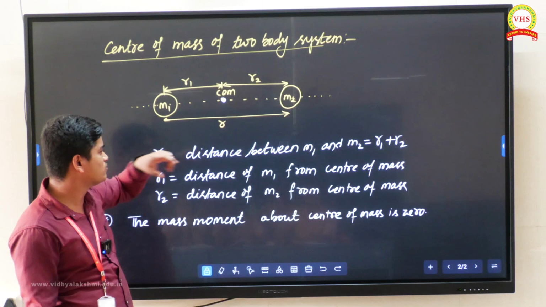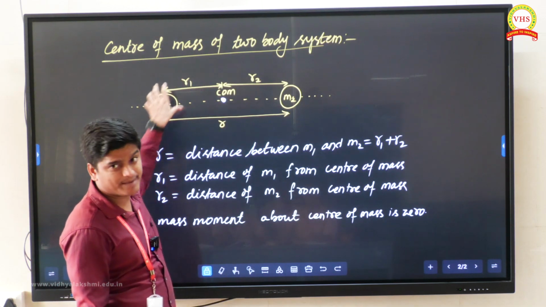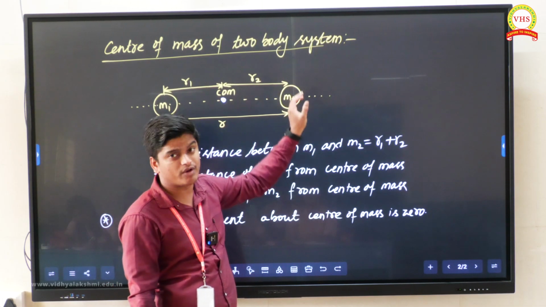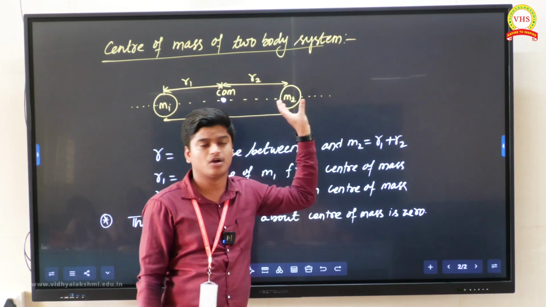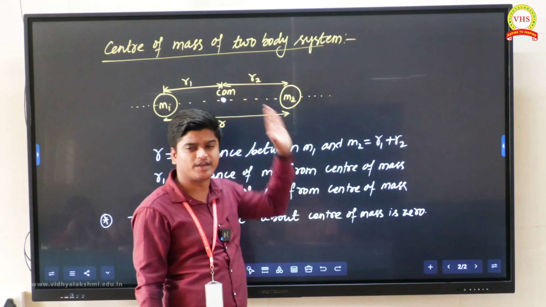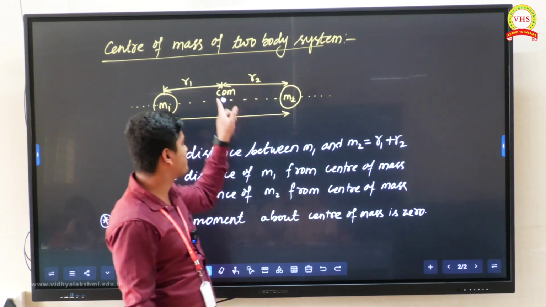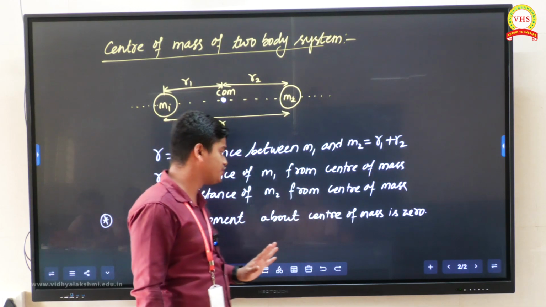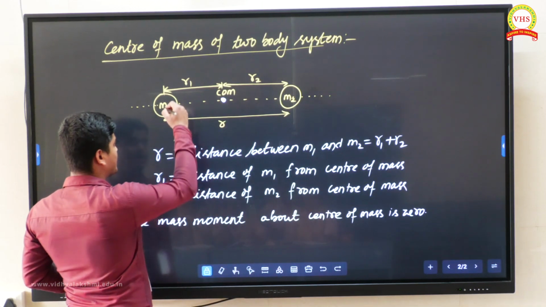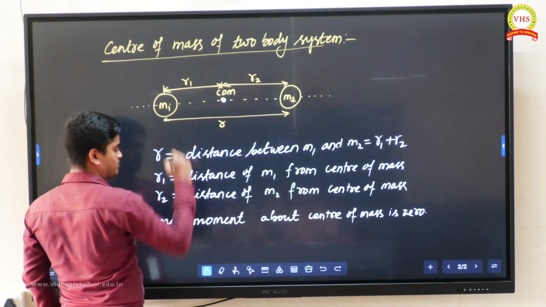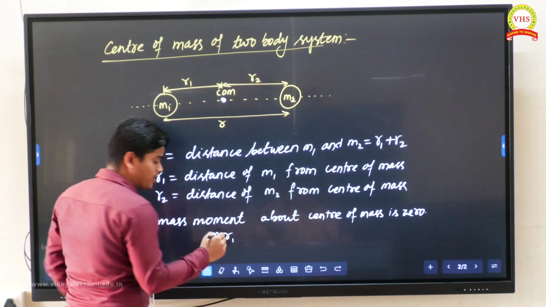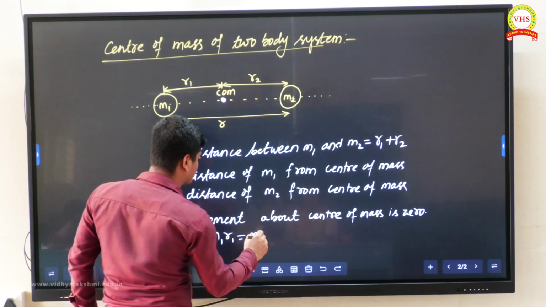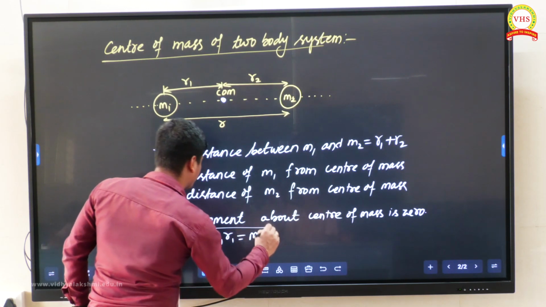Whatever product I change for M1 and R1, that multiplication should be equal to M2 into R2. In the same way, I should adjust some distance for M2 also, to keep the center of mass at the same position. So remember one point: the mass moment about the center of mass is 0. From there, the mass moment M1 R1 should be equal to M2 R2.